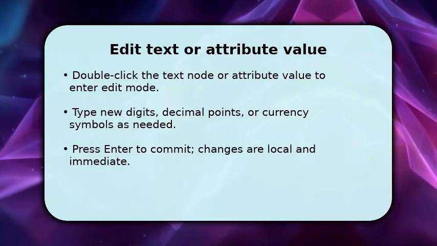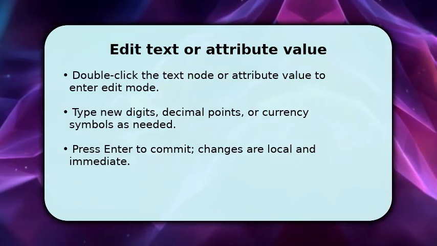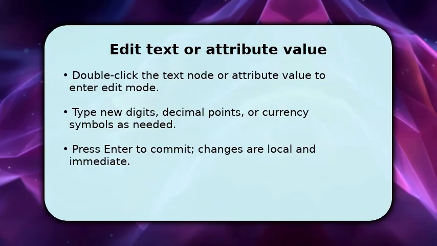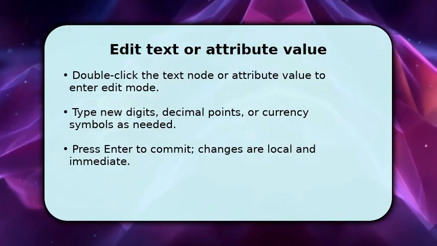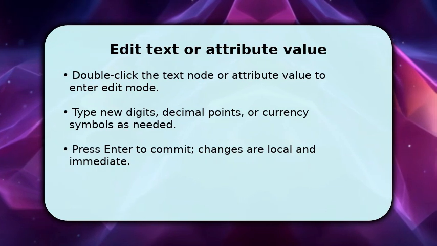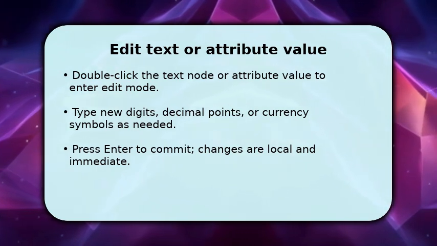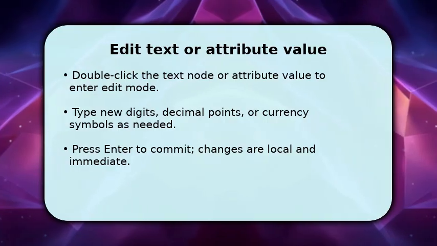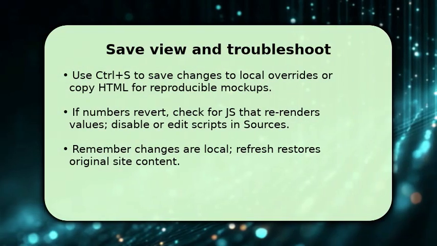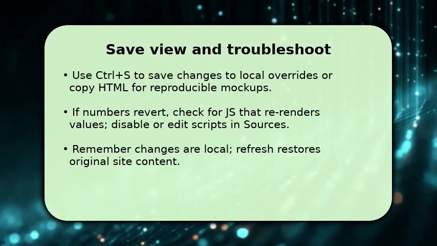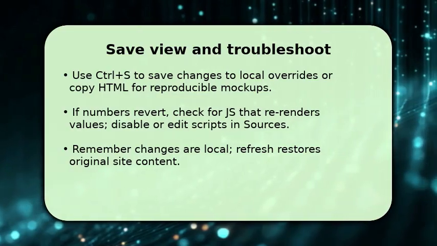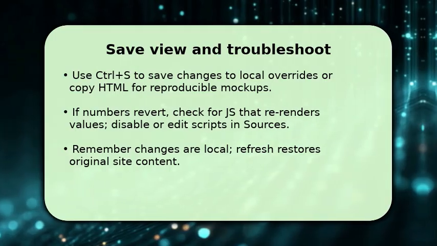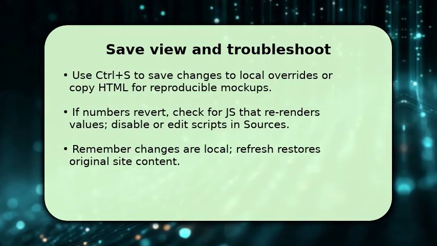If the value is generated dynamically, you may also edit a data attribute or nearby script node to observe downstream effects during your local testing. To finalize your mockup, copy the edited HTML or use DevTools overrides, enable in Sources, and press Ctrl plus S to persist locally. Once done, if the number reverts, make sure you aren't looking at a JavaScript rendered value.